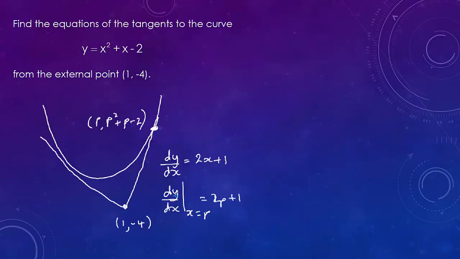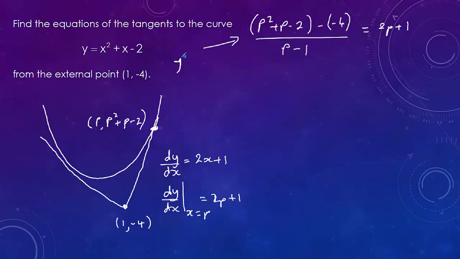But we've also got these two points. So p squared plus p minus 2, take away negative 4, divided by p take away 1, must be equal to 2p plus 1. And just here, all we've got is y2 minus y1 over x2 minus x1. So it's just working out the gradient from two points.